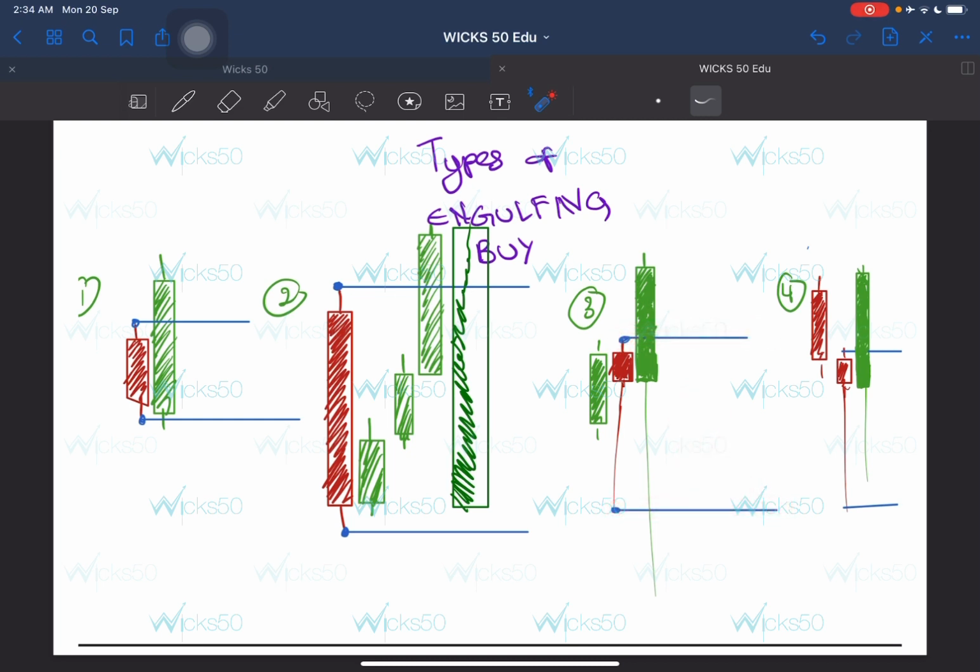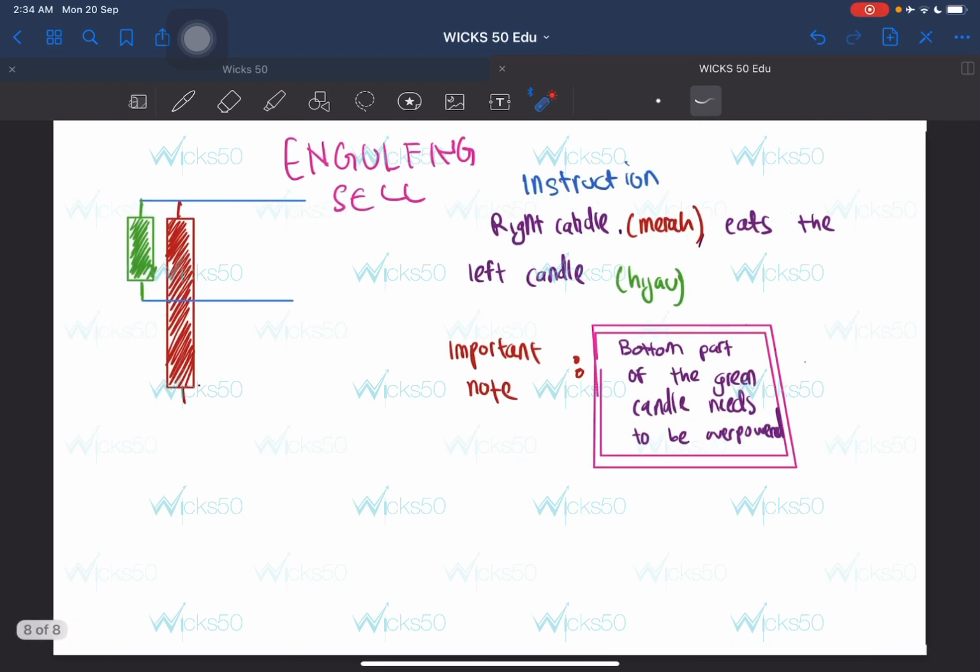And for example like this, the green candle overpowered this red candle. So we take the highest part of the red candle down to the lowest part of the red candle. Same goes for engulfing sell, just in the total opposite direction. The right candle has to eat the left candle, which is the green candle. Okay? The important part is the bottom part of the green candle needs to be overpowered by the red candle.